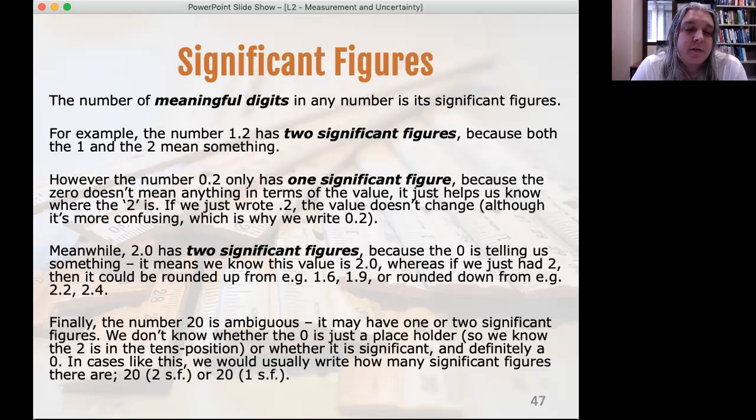We don't know if the 0 is definitely a 0, if the person who wrote it knows that it was a 2 and then a 0, or they might just know it's a 2, but they need the 0 so that you know the 2 is in the tens place. So that is actually ambiguous. So generally, if you've got an ambiguous number, you should write how many significant figures it is in brackets afterwards, 20 as 2SF or 20 as 1SF.